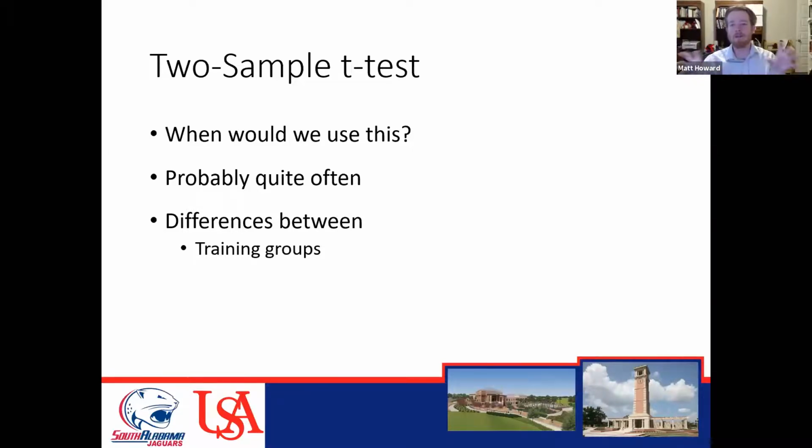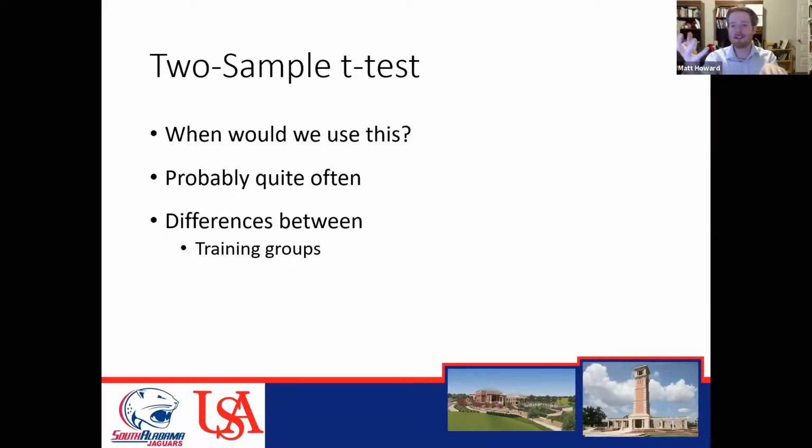You would take your two new trainings, and for one half of your employees, you give new training A. For the other half, you give new training B. And then you compare the two new trainings because you're trying to do a cost benefit analysis. You're trying to see, well, if they are equally effective, we should use the cheaper training.